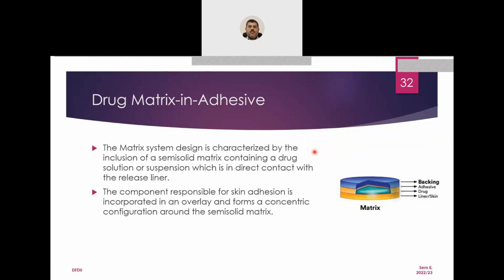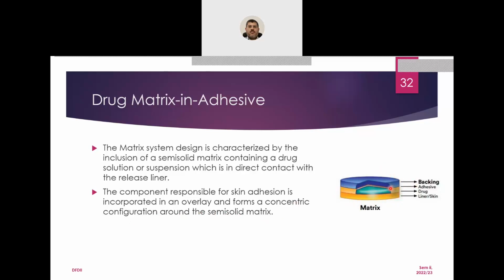The fourth one is drug matrix in adhesive. The matrix system design here is characterized by the inclusion of a semi-solid matrix containing drug solution or suspension, which is in direct contact with the release liner. The component responsible for skin adhesion is incorporated in an overlay and forms a concentric configuration around the semi-solid. So here you have a drug matrix. You have polymer with it. You have different forms. And then you have a backing. The adhesive is around, is concentric. And then the liner.